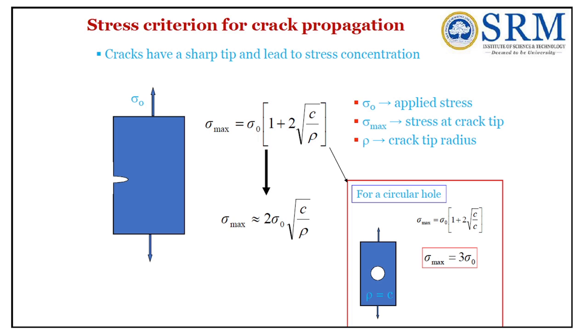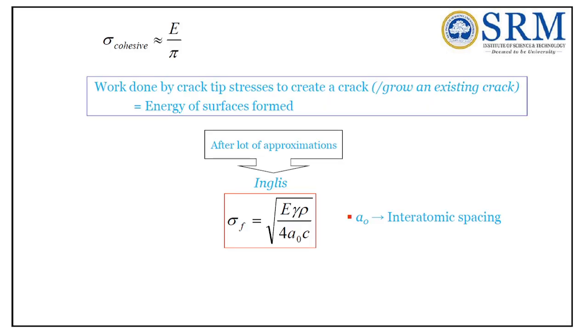Cracks have a sharp tip and lead to stress concentration. You can see there are two diagrams, one having a sharp corner and another having a circular hole. The sigma maximum for the sharp crack can be calculated by this formula, 2 sigma naught root of c by rho, whereas for the circular hole sigma max is equal to 3 sigma naught. The work done by crack tip stresses to create a crack is equal to the energy of the surface faces. So sigma f is equal to root of E nu p divided by 4 a naught into c.